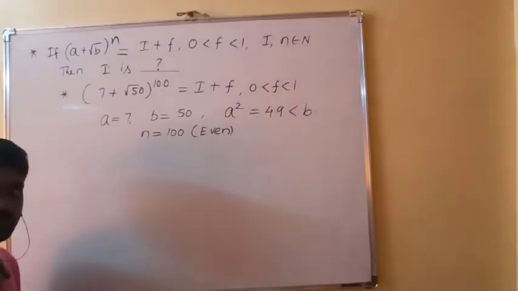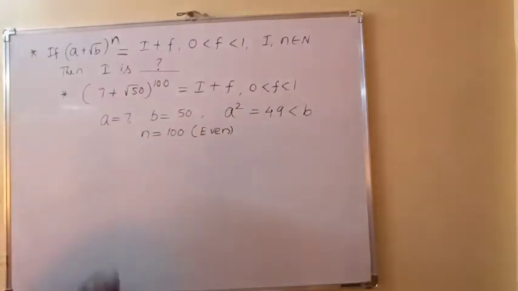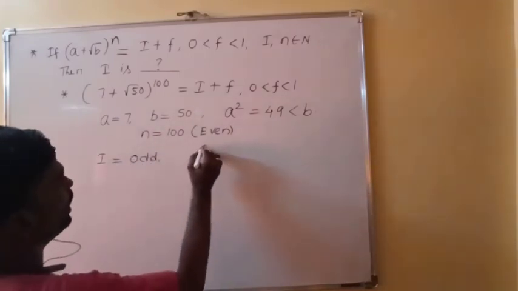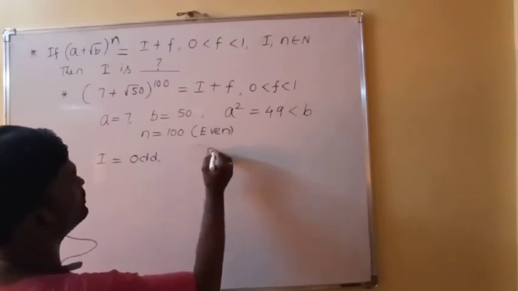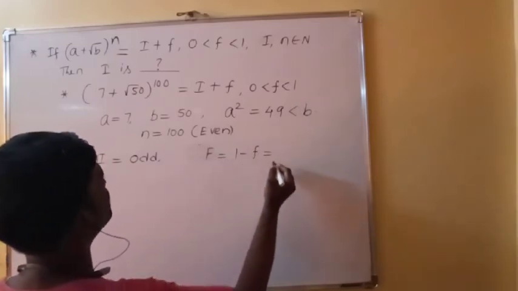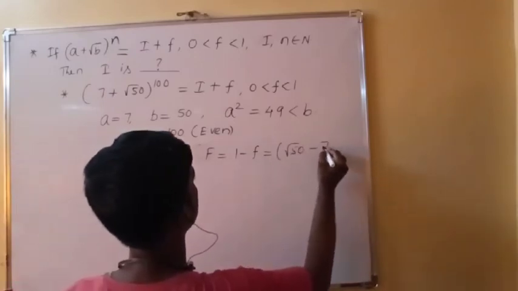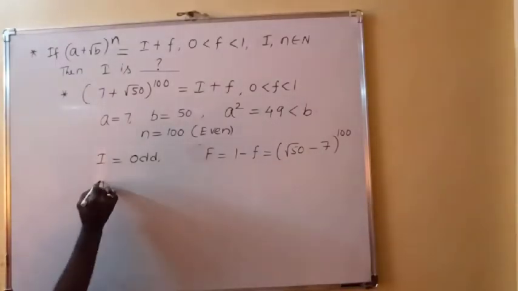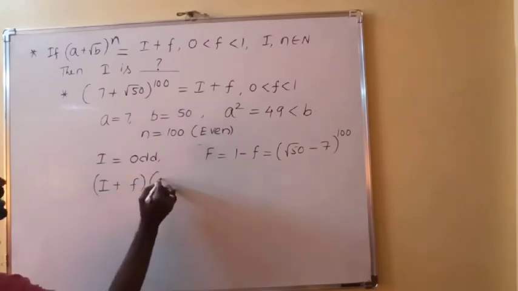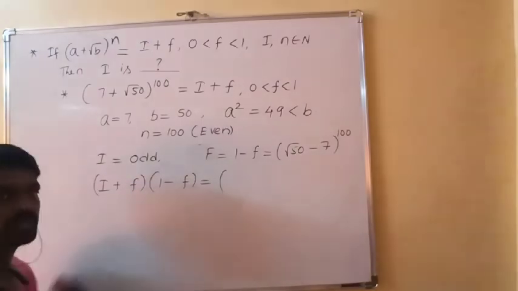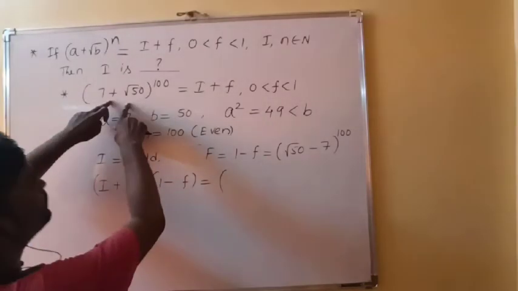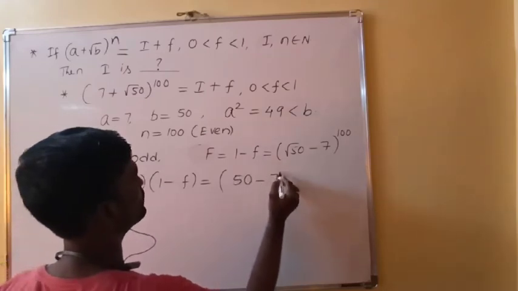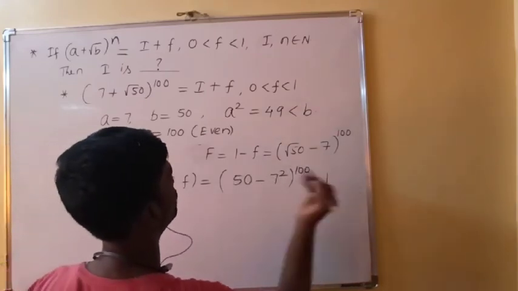So in case 2, from the first part of the case 2, what can we conclude? I is odd. And capital F is equal to 1 minus small f, which is equal to, what you have to define? (Root 50 minus 7) whole power 100. Okay, now in this case, I plus small f into 1 minus f is equal to, what will you get? (b minus a square) power n, just multiplying these two only. So (7 plus root 50) into (root 50 minus 7), then what will you get? (50 minus 7 square) whole power 100, which is equal to 1.